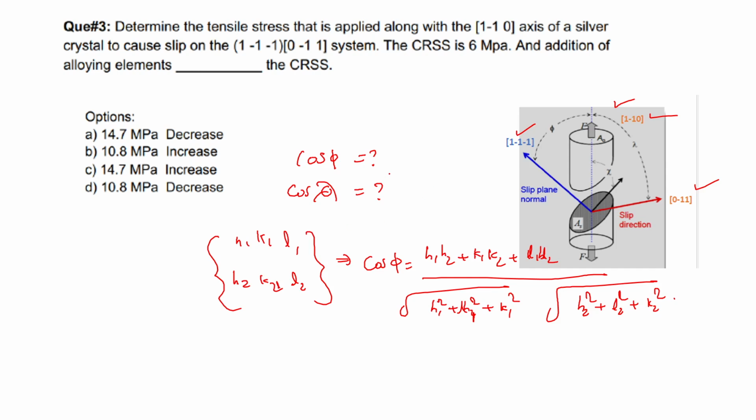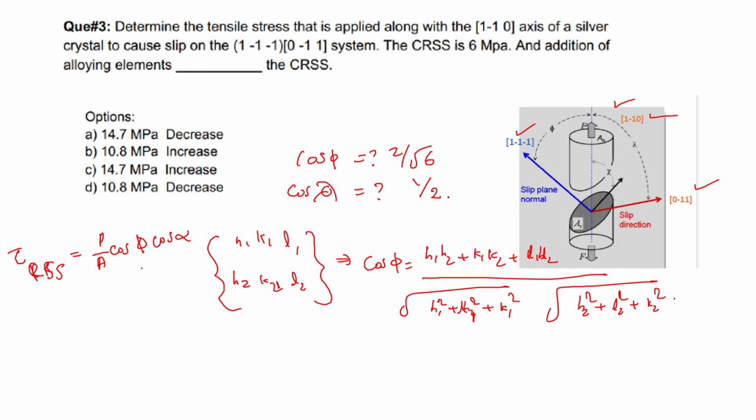So here you will get the cos value, which will be root 6 over root 2 over root 2, cos of alpha will be half, 1 over 2. Okay, then what you have to do? You have to apply the critical resolved shear stress formula, which will be P by A cos phi cos alpha. So this is a general formula, right?